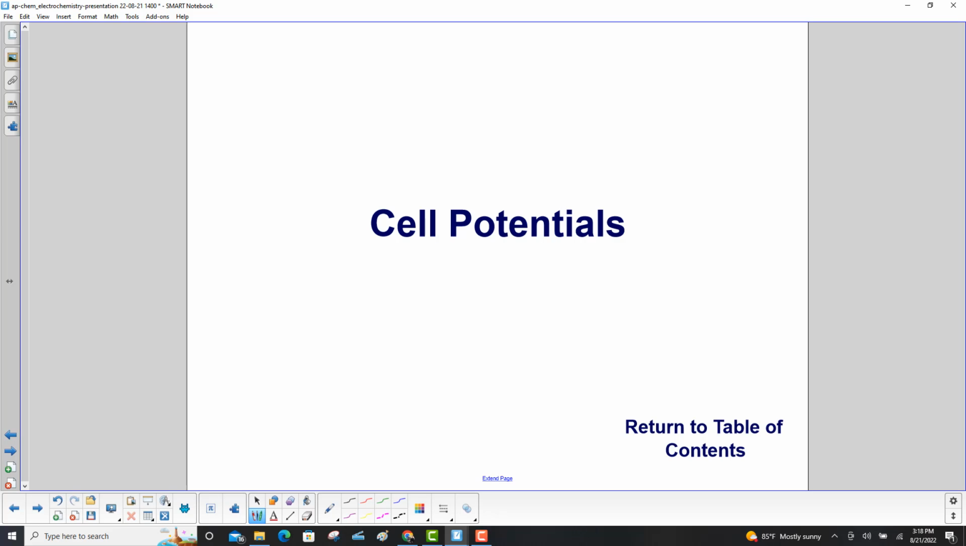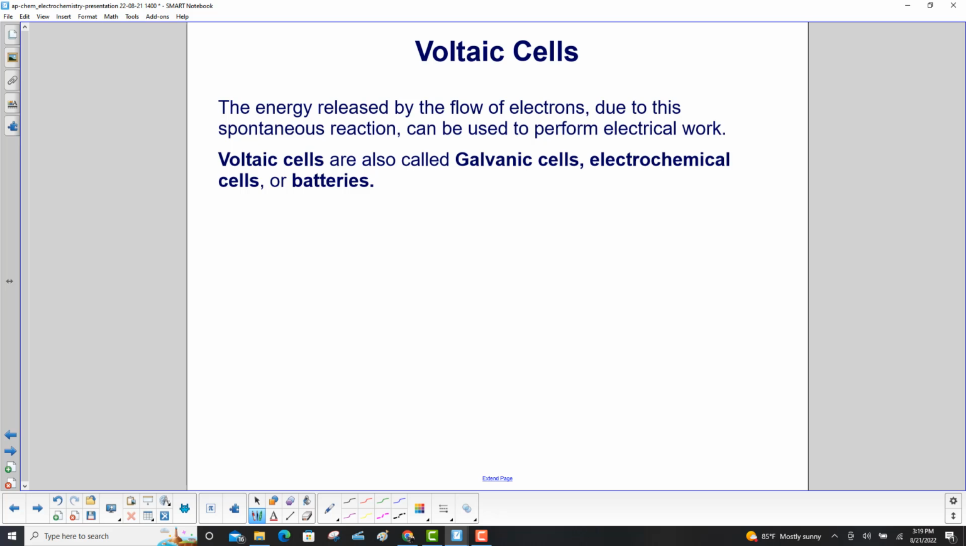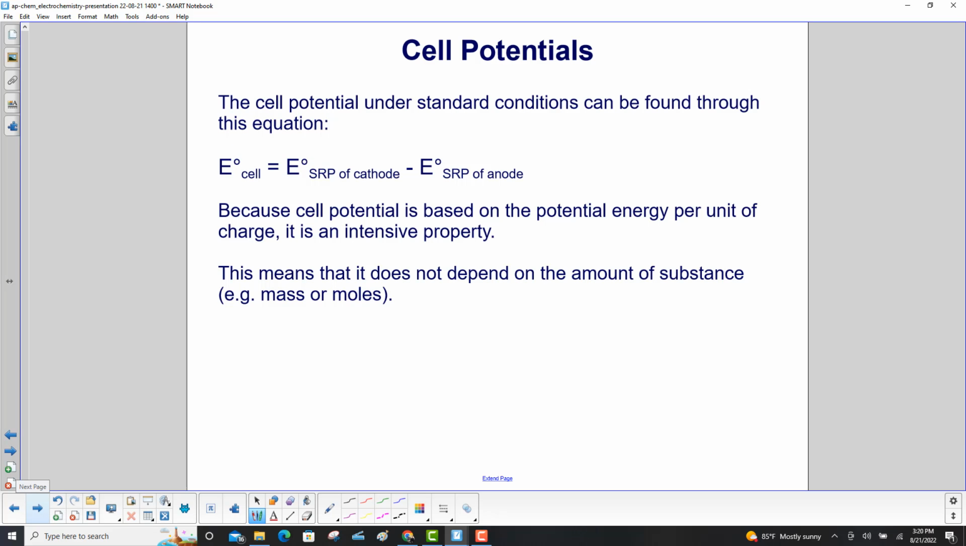Cell potentials. The energy released by the flow of electrons due to this spontaneous reaction can be used to perform electrical work. Voltaic cells are also called galvanic cells, electrochemical cells, or batteries. The cell potential under standard conditions can be found through this equation. E0 cell equals E0 SRP of cathode minus E0 SRP of anode.